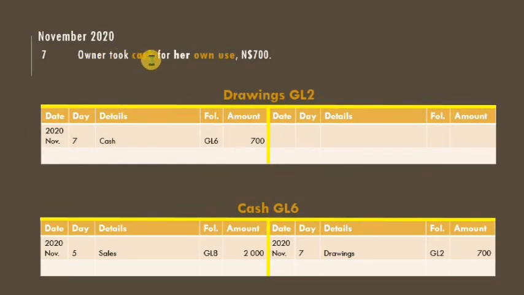The owner took cash for her own use, so this will be cash and drawings. Drawings will always be debited and cash will be credited. Again, do you see that cash already has two transactions because the previous one is also in the same T account. So we just continue with the same account for all the transactions. Drawings we have debited, cash we have credited.